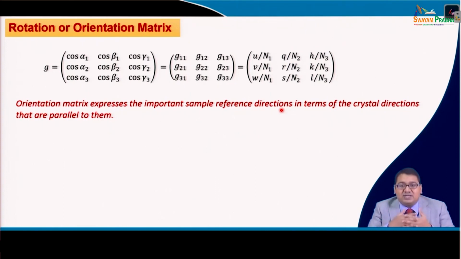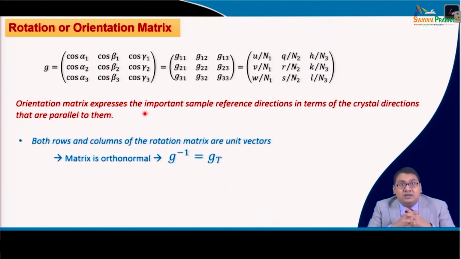That means that UVW is parallel to RD, QRS is parallel to TD, HKL is parallel to ND. It represents the important sample reference directions in terms of the crystal directions that are parallel to them, right.